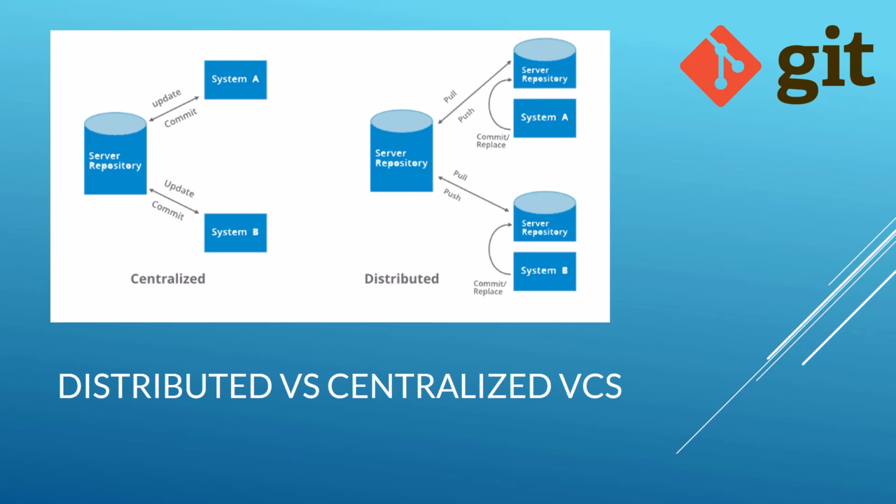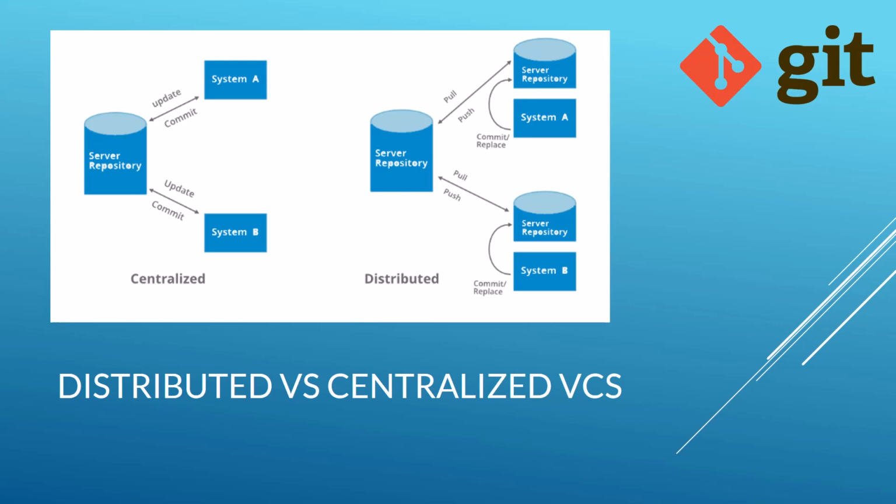Whereas, if we talk about a distributed version control system, in a distributed version control system, every developer has their own local copy of the code base and can perform version control operations independently. Developers can commit changes to their local repository without requiring a connection to a central server. Examples of distributed version control systems include Git, Mercurial, and Bazaar.